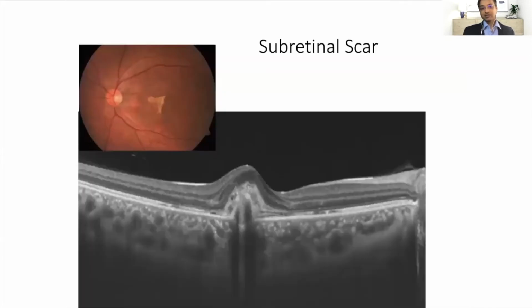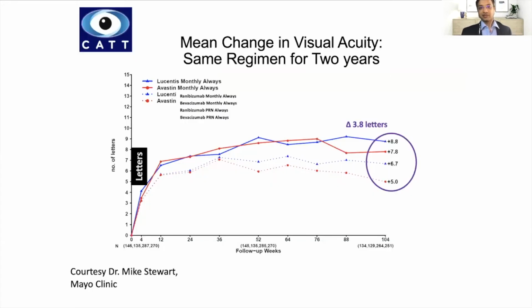What about subretinal scar? We tend to see quite a few patients who have been receiving injections for subretinal scar. As you can see here, there's no need to treat subretinal scar without any fluid with anti-VEGF injections.